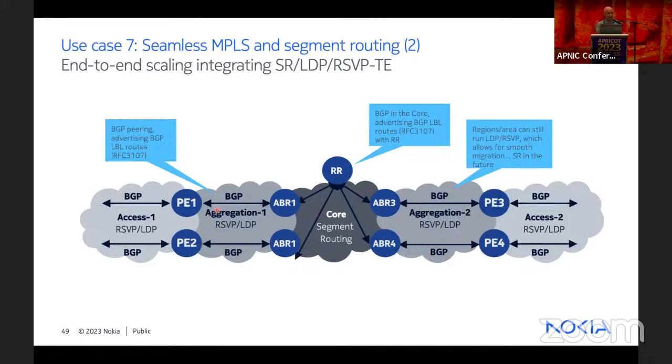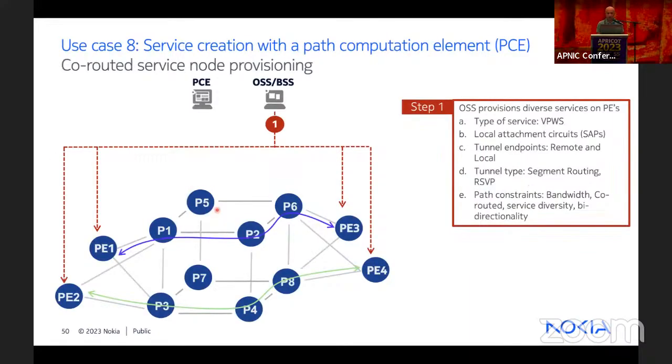And then you're kind of stitching everything together with BGP. So that's one there. This is an interesting use case. Use case number 8 is about using a controller. If you look, this has different steps, so you can actually step through it and see how that works. That's an example that shows how we create diverse services.